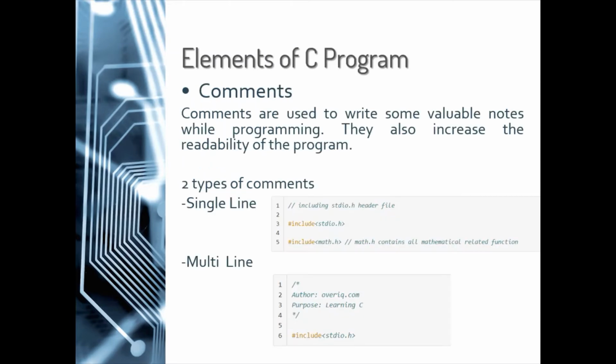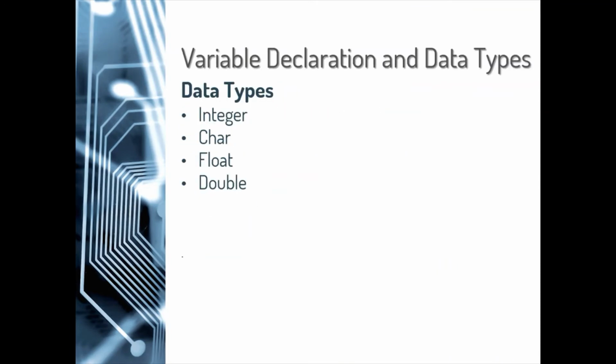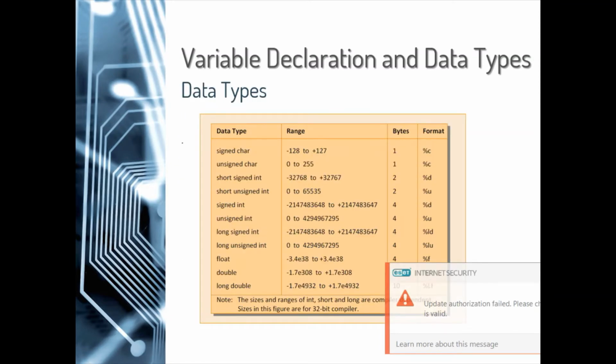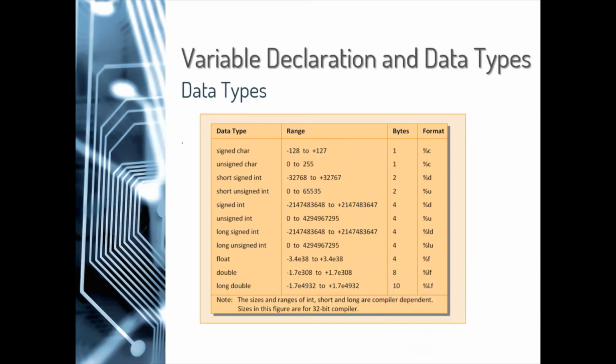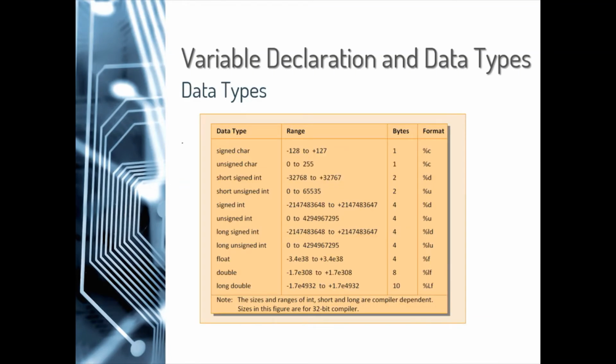But if, for example, you want something special for your variable, you can use these other data types. These are variations of the four data types. We have signed, unsigned, short, and long. So signed char, unsigned char, short, signed int, short, unsigned int.